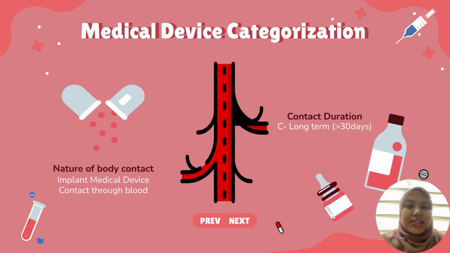The medical device categorization for artificial heart valve. For medical device categorization, the nature of body contact is an implant medical device, with contact through blood. Contact duration is type C, which is long term, more than 30 days.